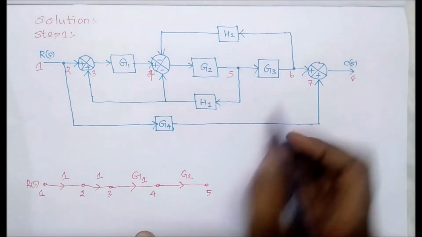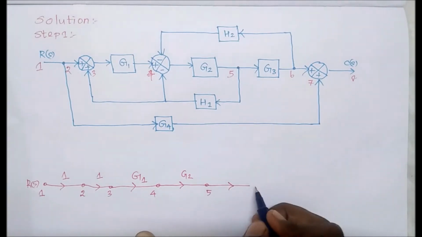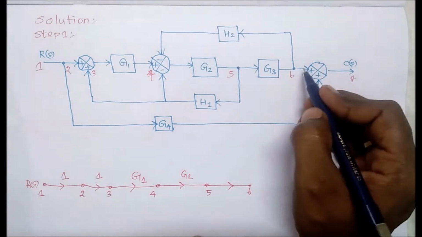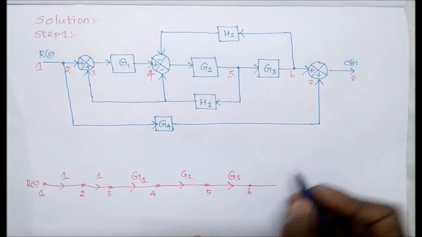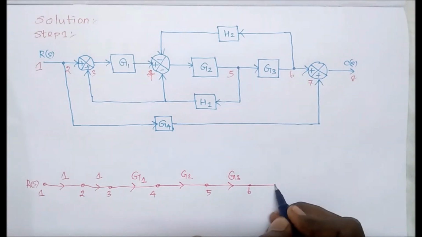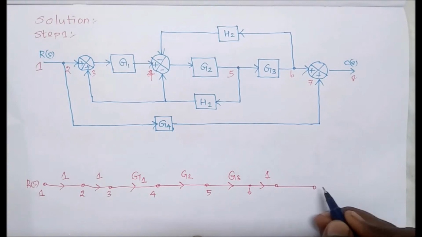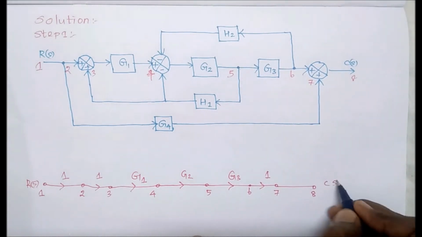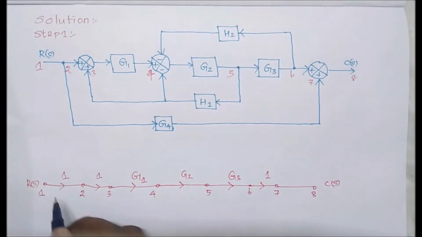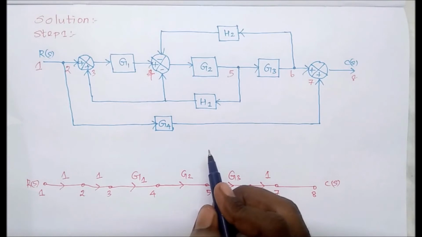Now from 5 to 6, its direction is from left to right, and this is node 6. From 6 to 7 there is gain G3. From 7 to the output there is no gain, so we have to mark it as unit gain. The output is 8. Apart from this straight path, next we have to complete the remaining parts.